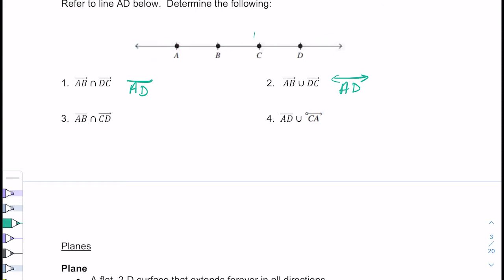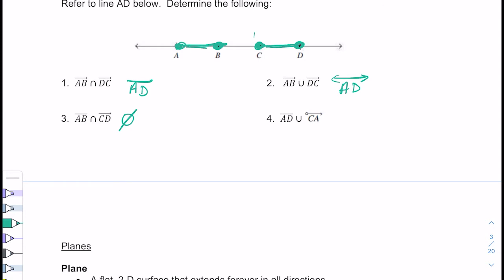In the third example, you've got line segment AB. So that's the points between A and B. And then you have CD. And it's asking, where do they intersect at? They don't. So the answer is empty set.